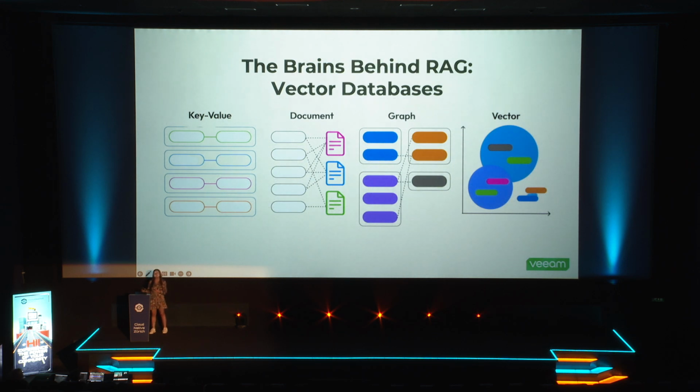Now, throughout the time, we've used different types of databases. You're probably familiar with some of these. So we've had key value stores for fast lookups. We've had document databases for semi-structured content and graph databases for relationships. But now we're dealing with a new type of database, totally different problem, which is meaning. That's what we're focusing on. And we're not just storing values. We're storing context, we're storing semantics, and we're storing intent. And that's where vector databases come in.